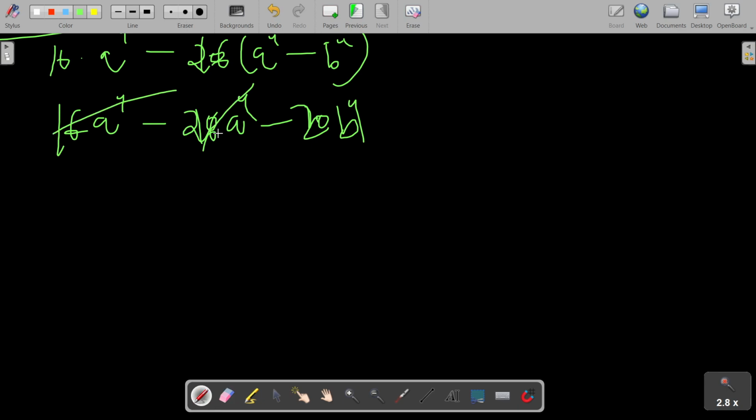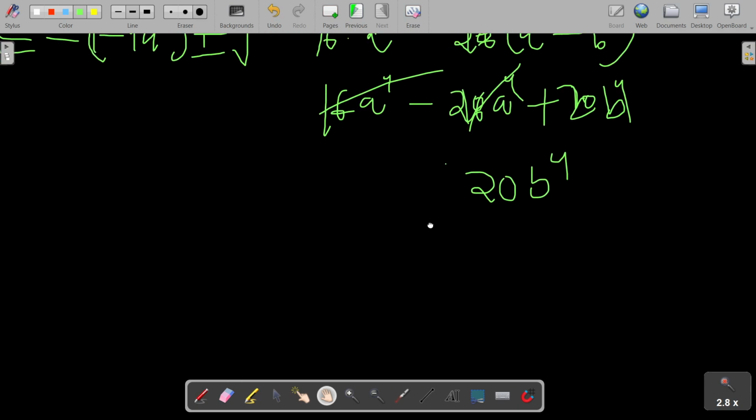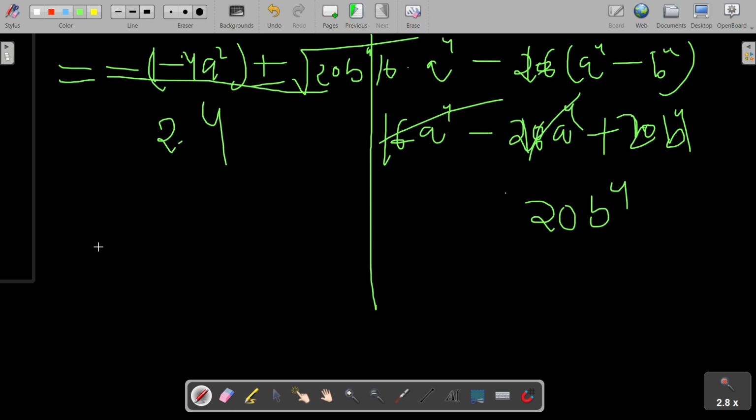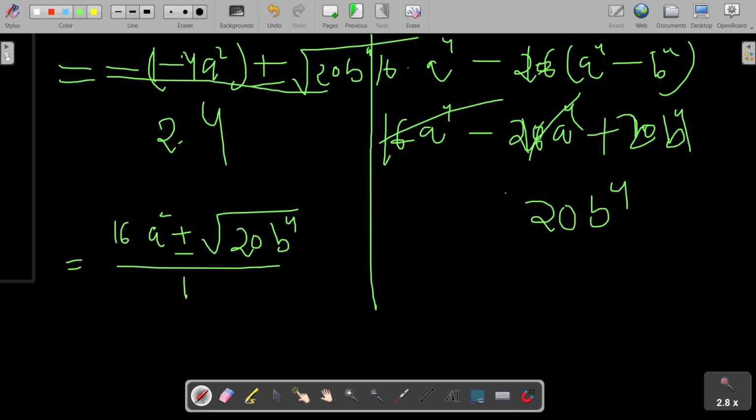So if this is 16, this gets cancelled. We are left with, okay, minus into minus is plus, we are left with 20b power 4. Okay, my bad, sorry. So we write here 20b power 4 over 2 into 4, 2 into 8. So this becomes 16a squared plus or minus root of 20b power 4 over 8.